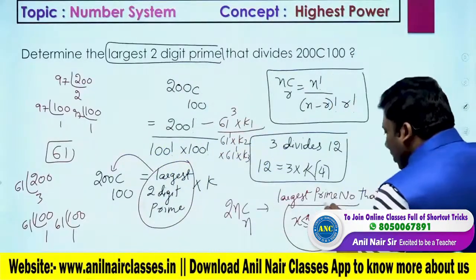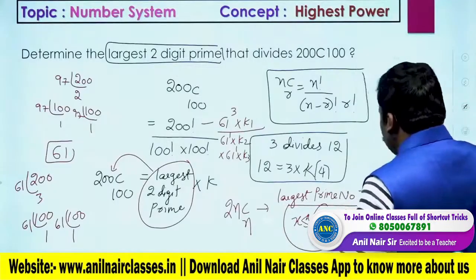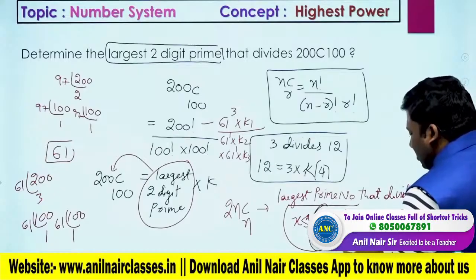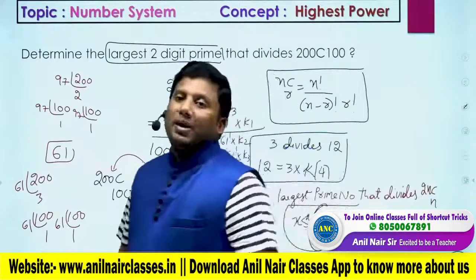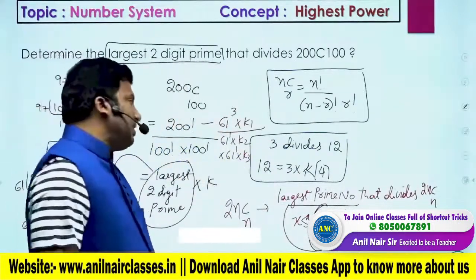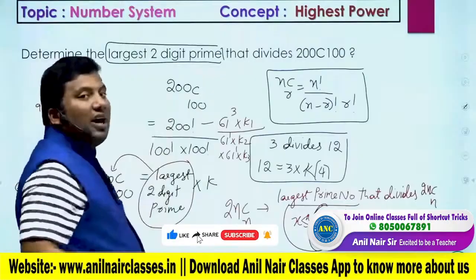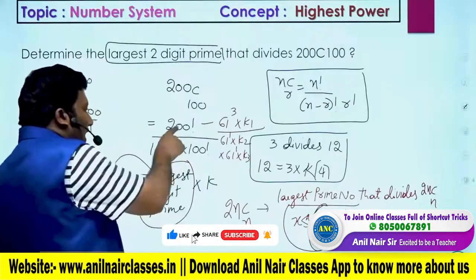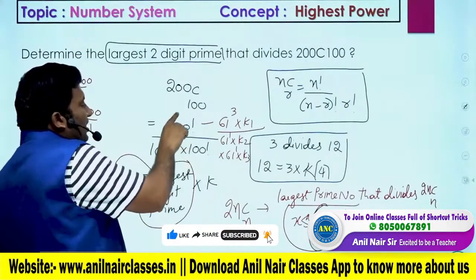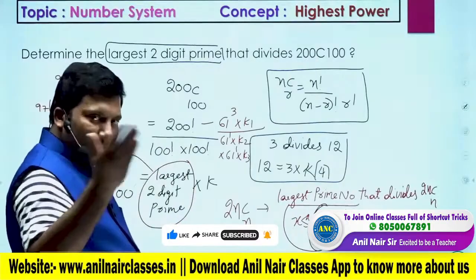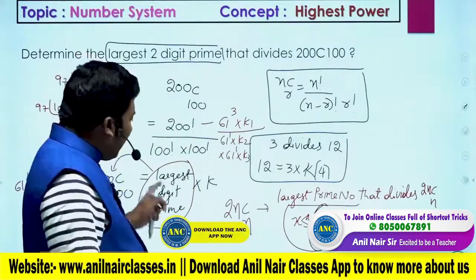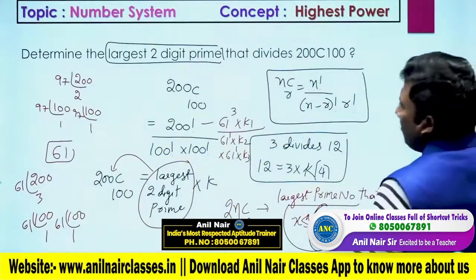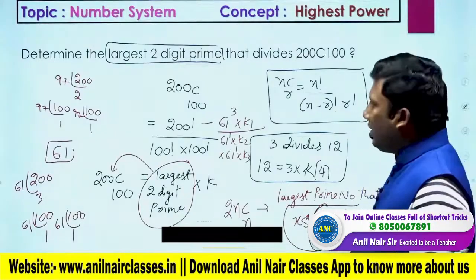Why are we doing 2n by 3? Think logically. 200 by 3 is 66. Take a prime number greater than 66, let me take 67. How many times does 67 go into 200? 67 threes are 201, so 2 times it will go. In each 100 factorial, 1 time. So 67 square by 67 square will get cancelled out. But I want the number to be present. So the prime number should be just less than 2n by 3.